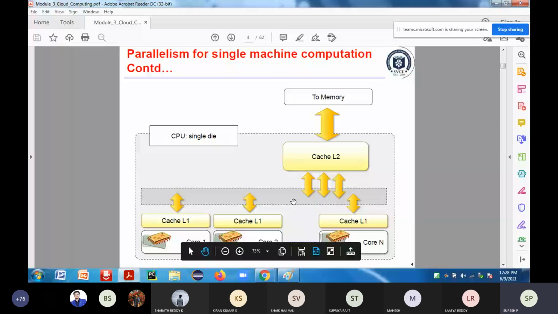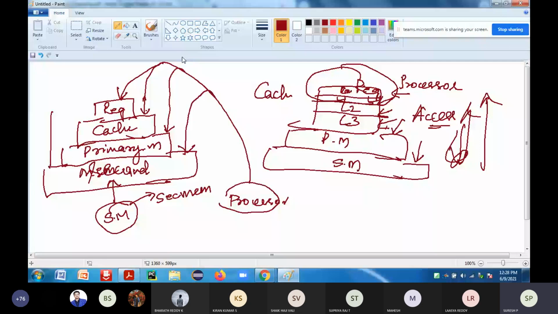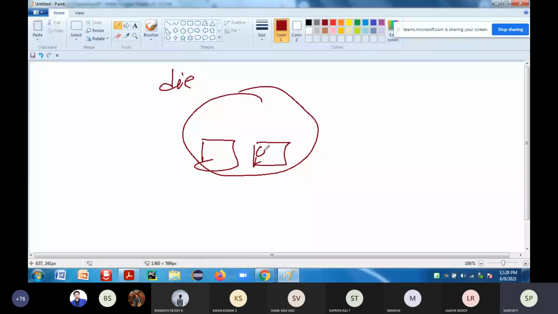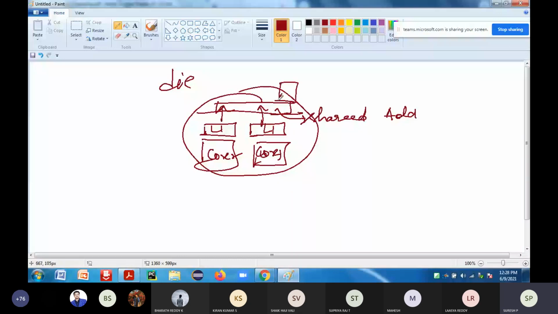If you take the dual core system, how will the cores be arranged according to this? It is going to have a single die. Inside the die, dual core, that means two cores are there. Let it be core 1 and core 2. These two will have their own L1 cache, and these two are shared to a common shared memory. It is a common shared address space. On top of this, it is going to have the L2 cache.